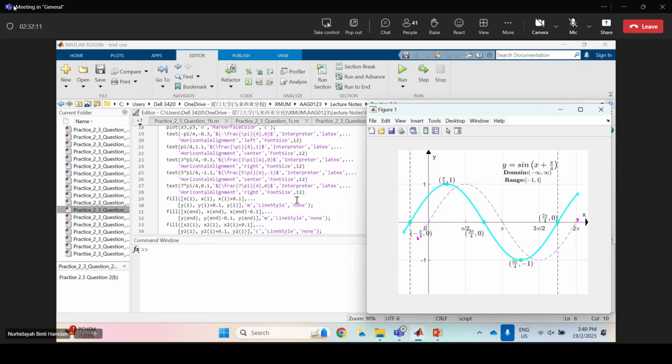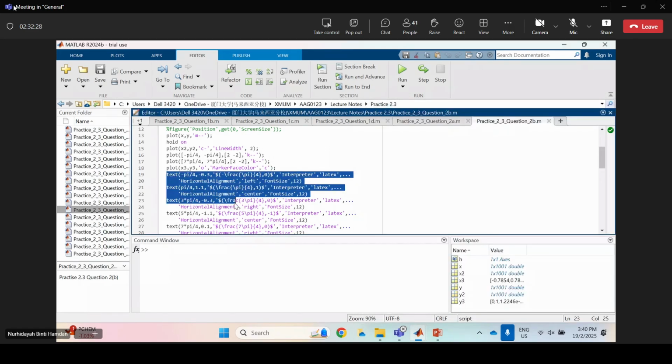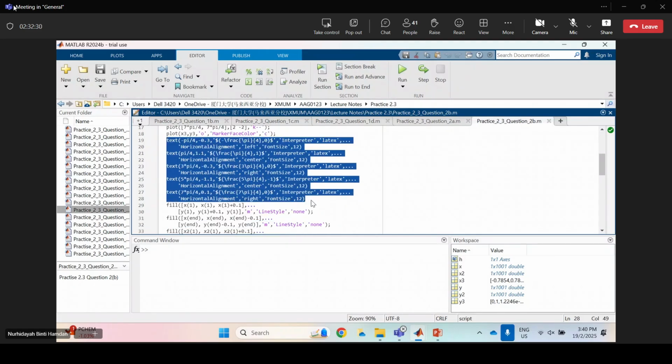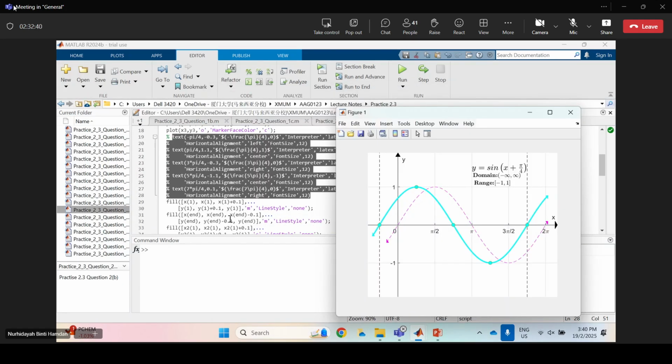I put the text at every marker. So how do I know the text? I just put here like this. Let's say without the text, I don't have any value. So I just need to know what the value is here.